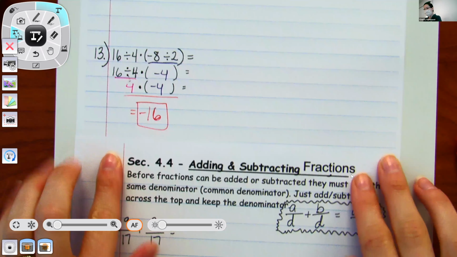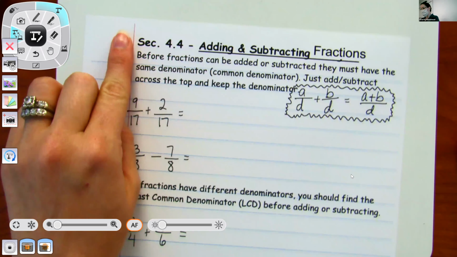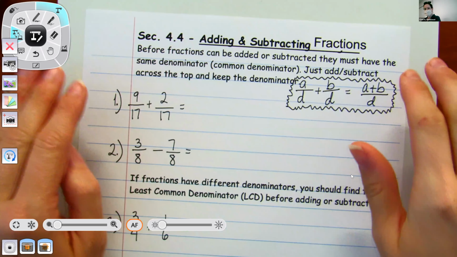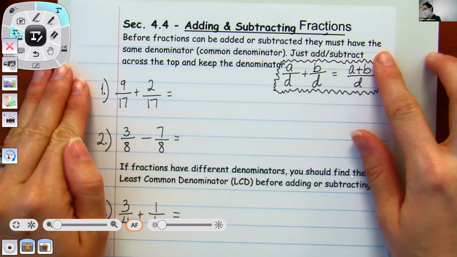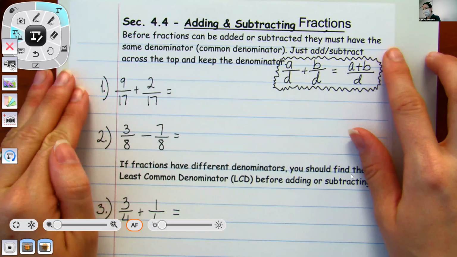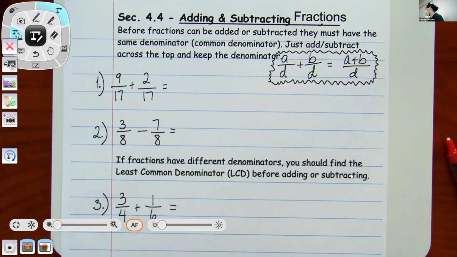All right, next we're going to move on to fractions. Adding and subtracting of fractions. Okay, so if your fractions have the same denominator, then it's pretty straightforward. You're just going to keep that denominator, and then you're going to just add or subtract across the top. So 9/17 plus 2/17 equals 11/17.